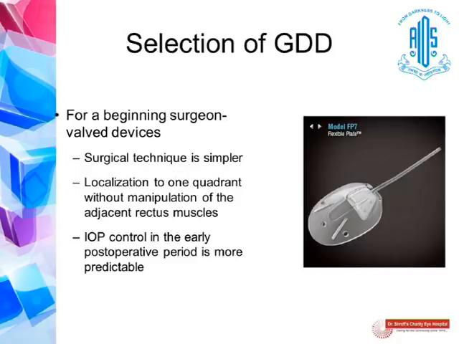When you're looking to select the glaucoma drainage device, because we'll be talking about the Ahmed glaucoma valve particularly today, as a rule for a beginning surgeon it would be a good idea to go in for a valve device because the surgical technique is simpler. The localization is to one quadrant without manipulation of the adjacent rectus muscle, and the IOP control in the early post-operative period is more predictable.